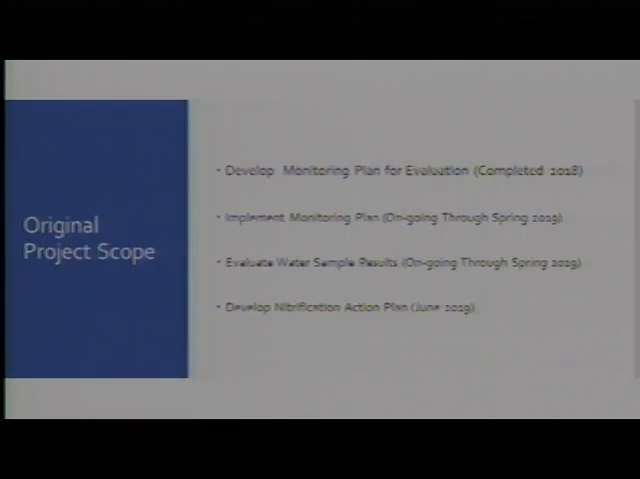We developed the plan, they've implemented it, and it's ongoing right now. They plan to finish it up in April of this year. So they're looking at water quality sample results in accordance with that plan, and then they'll develop a nitrification action plan based on the results that they see. What that will entail is we'll look at different things that occur in our system to know what triggers might be and how our people need to operate our system to make sure we're doing it effectively and ensure good water quality.